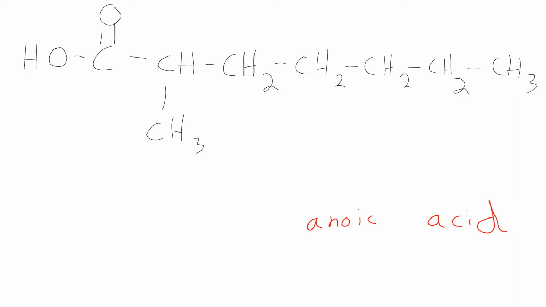Next, we would count the carbons of the longest continuous carbon chain. Again, be careful. Only count the carbons. Don't count oxygens, even if they're written horizontally. So 1, 2, 3, 4, 5, 6, 7. We have 7 carbons as part of that longest continuous carbon chain. The prefix we associate with 7 is hept. So this would be a heptanoic acid.